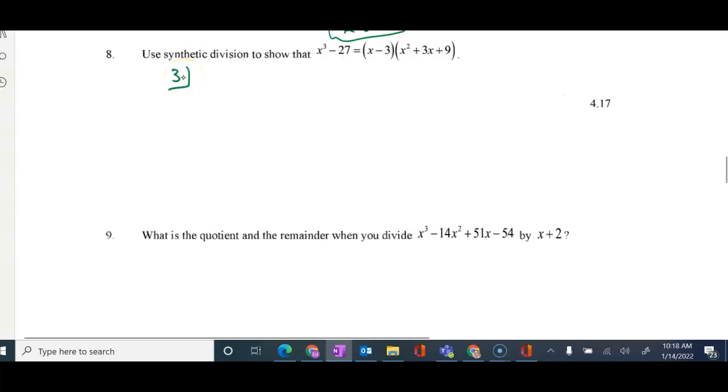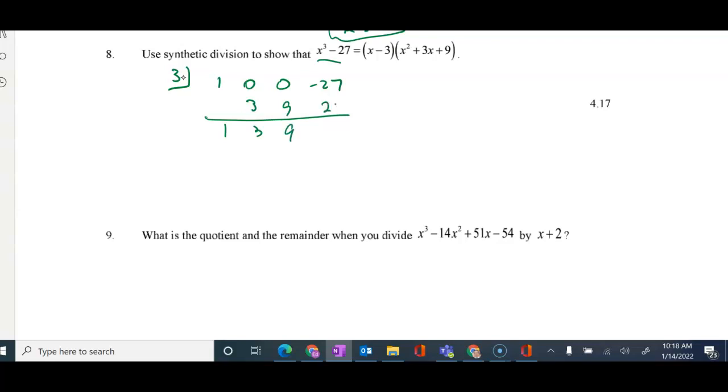In the box, we've got the coefficients: 1x cubed, 0x squared, 0x to the first, and negative 27. Let's do that dividing. 1 times 3 is 3. When I add, it is 3. 3 times 3 is 9. Adding is 9. 9 times 3 is 27. We add, it is 0. So the remainder is 0, and the quotient is x squared plus 3x plus 9. So the quotient times the divisor is equal to the dividend. We just proved it.